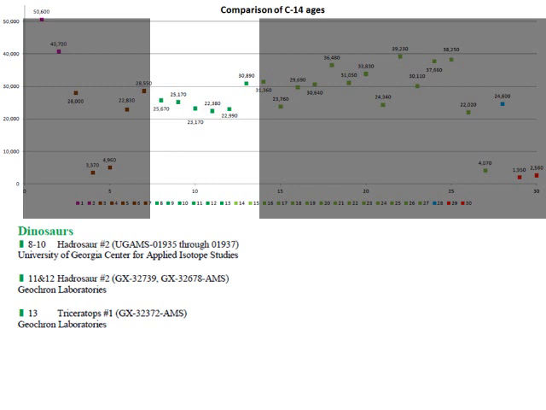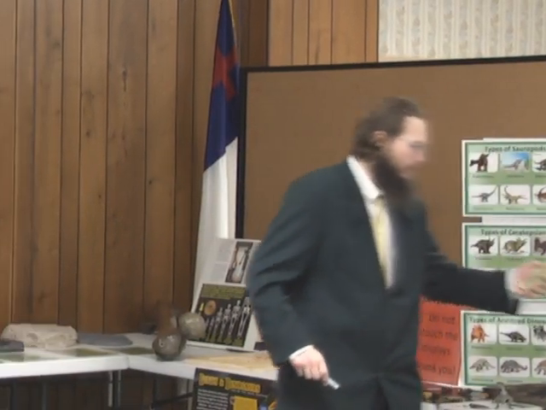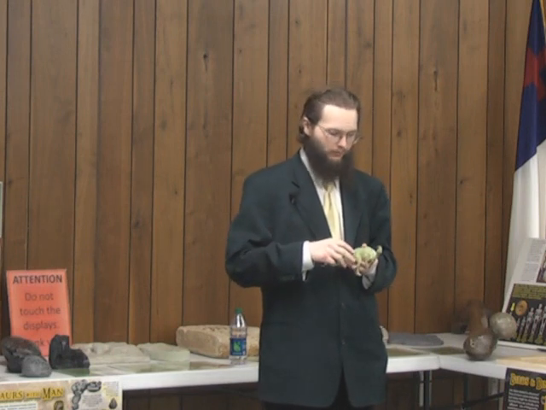And 3 of these points, the first 3, were measured by the University of Georgia, the UGAMS. 2 of these were measured by Geochron, and then the last point, point number 13 here, was a Triceratops. Those first 5 points were from a hadrosaur, which is kind of like a Parasaurolophus, except a hadrosaur is the name for the general group of dinosaurs that this comes from.